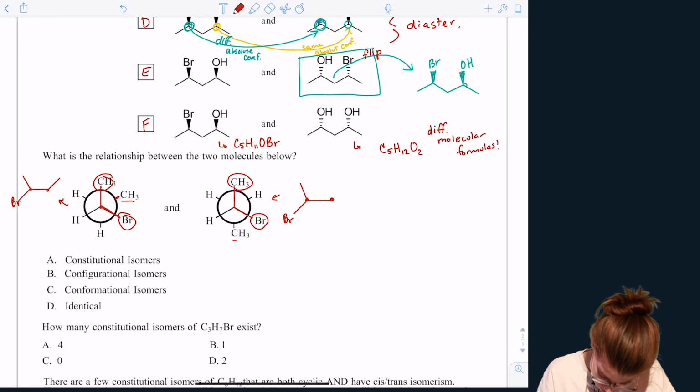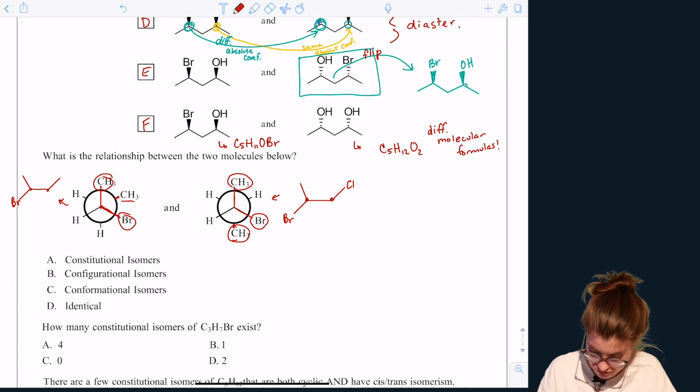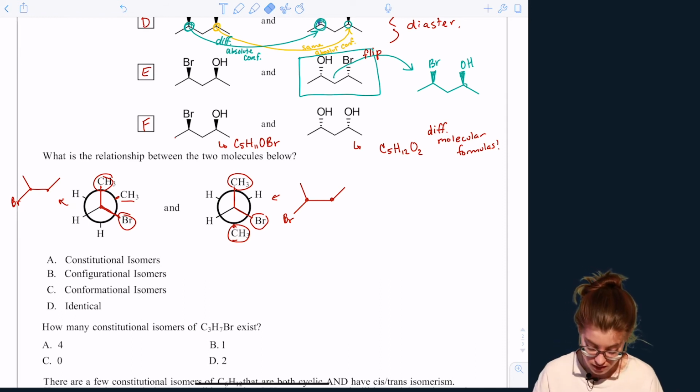And on the back carbon, I have a methyl group. And so they both have the same groups. Oh, let me just draw that. So they both have the same groups with the same connectivity. So they are not constitutional isomers.